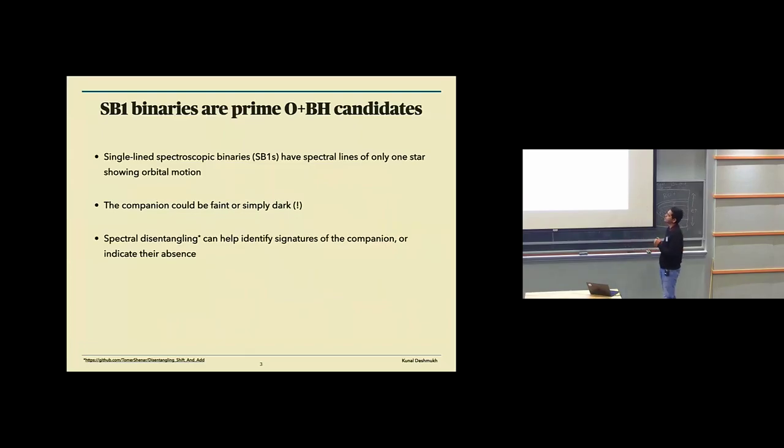And to do that exercise, we have to not just look at the spectrum by eye, we have to do some more magic using spectral disentangling, which I won't go into, but I'm happy to take questions about that. What we do in this technique is we take the spectra of the binary, we take the known orbital solution, and we try to separate out the two components present in the spectrum, assuming there are only two components. This can either give you the signatures of the second component as spectral lines, or it can give you a nice flat spectrum, which means the second component is not contributing anything to the light as far as our noise is concerned.